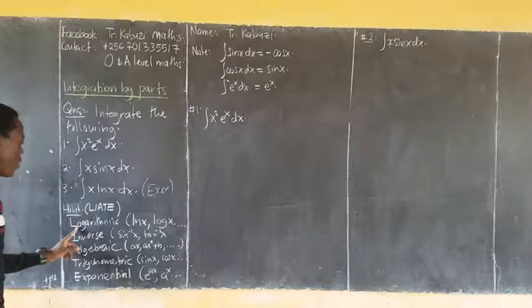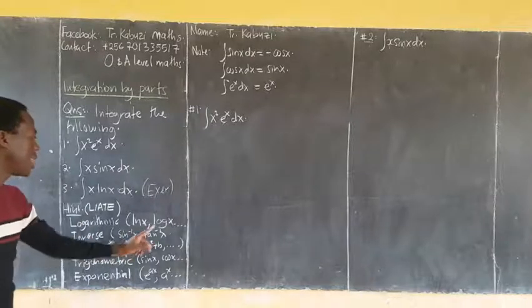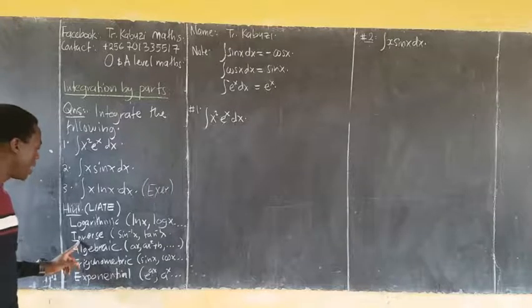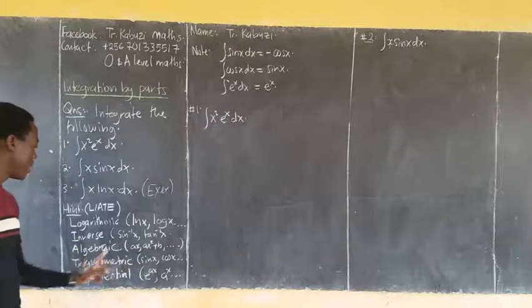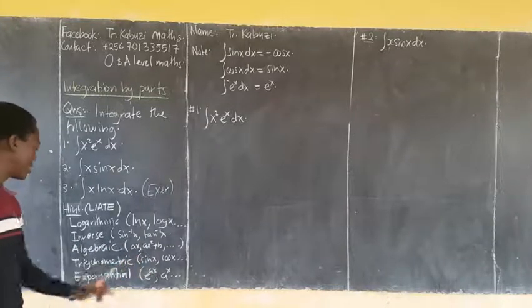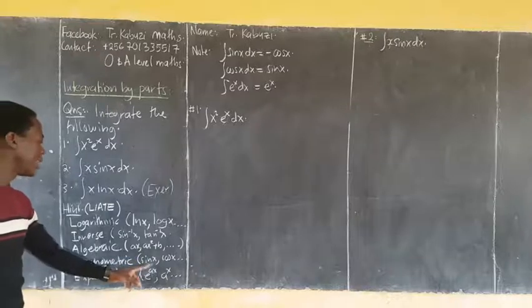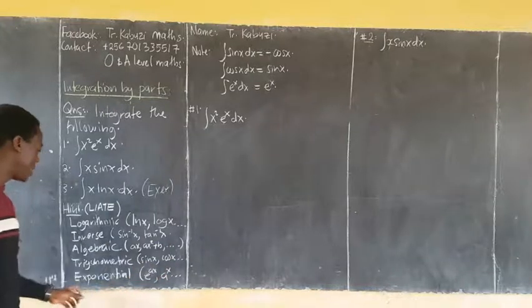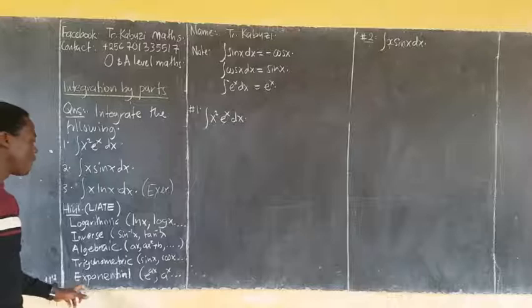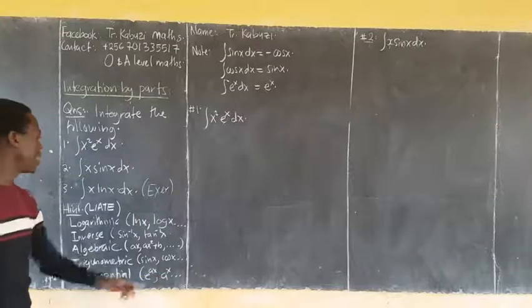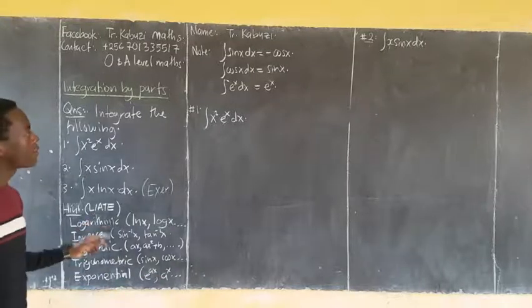L stands for logarithmic functions. Some examples are there. Inverse functions, algebraic functions, trigonometric functions, the sine, the cos, the sec, and so on. Then exponential functions. That's what the LIATE stands for.